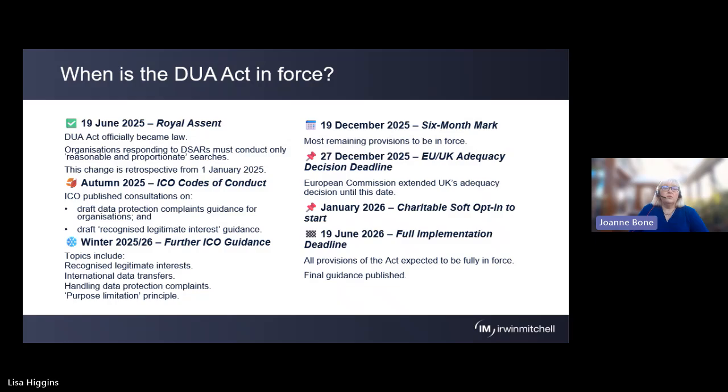So moving on to the next slide, we've got the timetable, and as I say, the Act came in June. In autumn 2025, there have been some draft codes of conduct issued by the ICO. There is one in relation to data protection complaints, and also one in relation to recognised legitimate interest, which Hannah's going to talk about later. Further guidance is expected in the winter, and with the change in the weather, we're certainly in winter now, so we're expecting that pretty soon, and you'll see on the slide what we're expecting then.